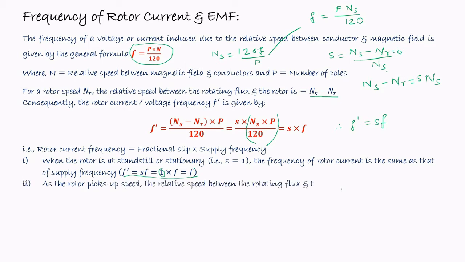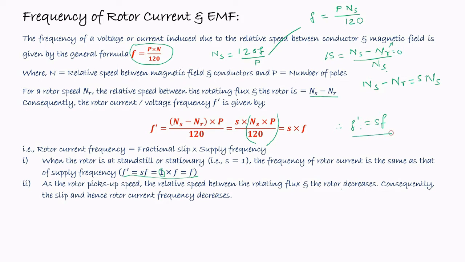Now as the rotor picks up speed, the relative speed between the rotating magnetic field and the rotor decreases. Consequently, the slip and hence the rotor current frequency also decreases. The slip is Ns minus Nr, so when the speed Nr increases, the value of slip decreases. And as the slip decreases, from this relation we can say the frequency of the rotor induced EMF or current will also be reduced. When the slip is reduced, the frequency will also be reduced.